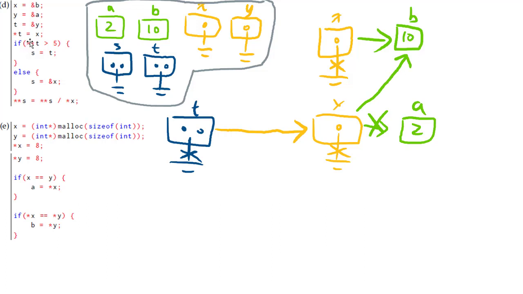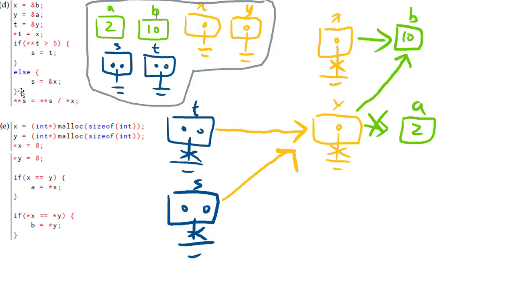Then dereference t: dereference 1 time, dereference 2 times. If dereference t is greater than 5, yes, 10 is greater than 5, and then s is equal to t. So what is s? Our s is another double pointer, so we draw a new double pointer. Initially s is pointing at null, so we cross it out. Then s points to the same address as t, the same direction as t. So it's going to be like this, pointing at this direction.